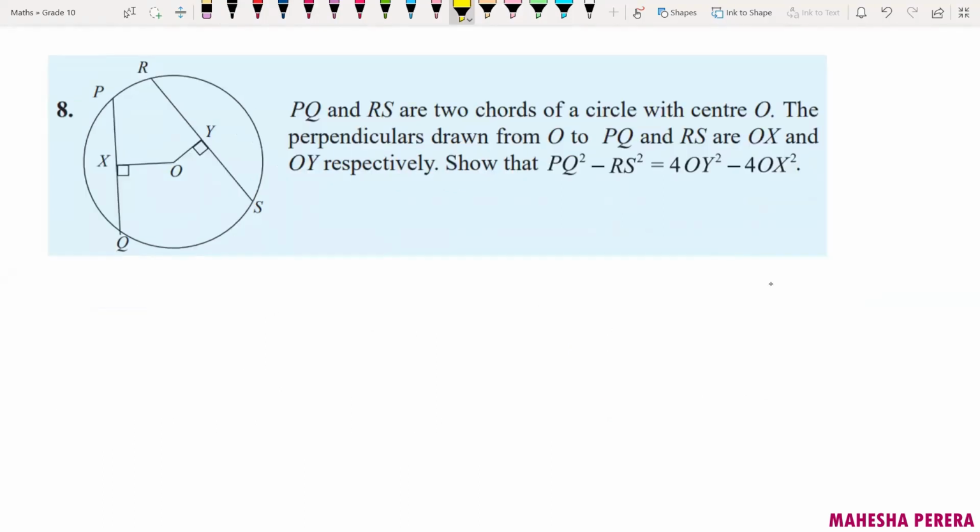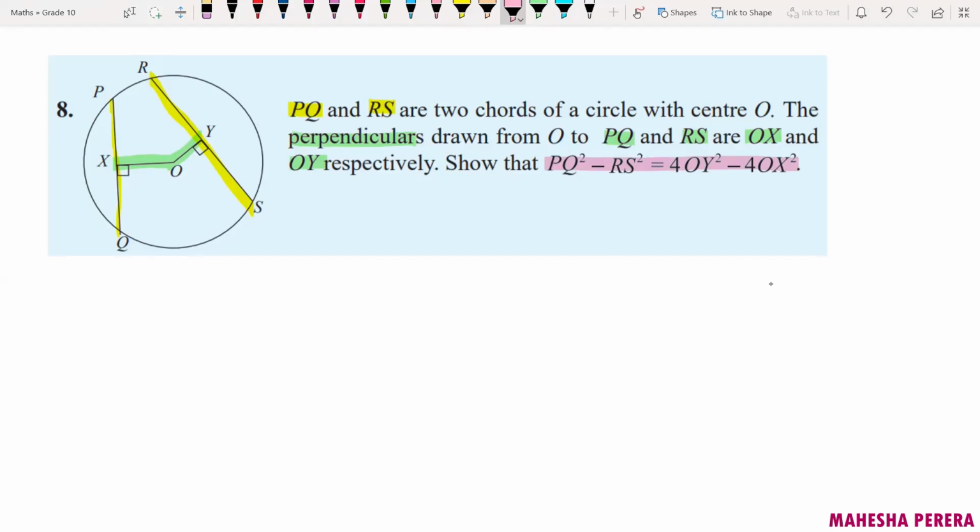Right, this is the last question in the miscellaneous exercise. Question number 8. PQ and RS are two chords of a circle with center O. Right, here is our PQ chord, and this is our RS chord. The perpendiculars drawn from O to PQ and RS are OX and OY. These are the perpendiculars. Show that this equation, right? So how do you prove this?